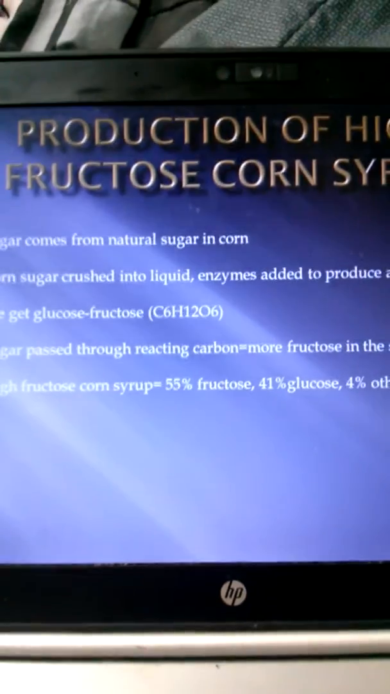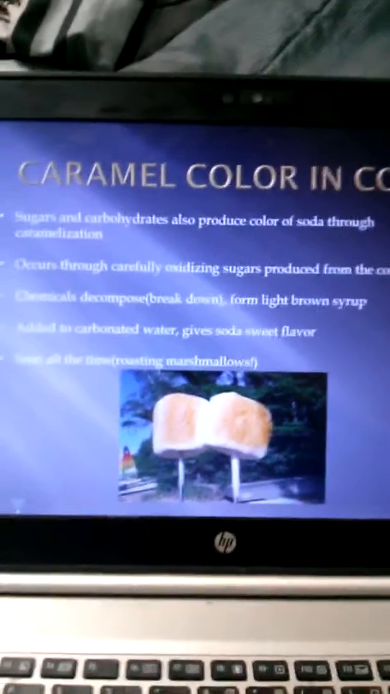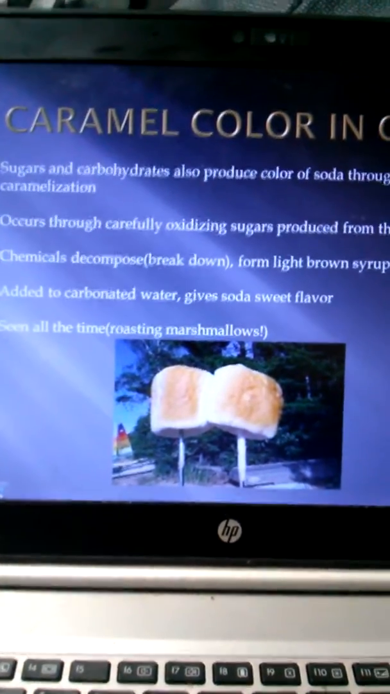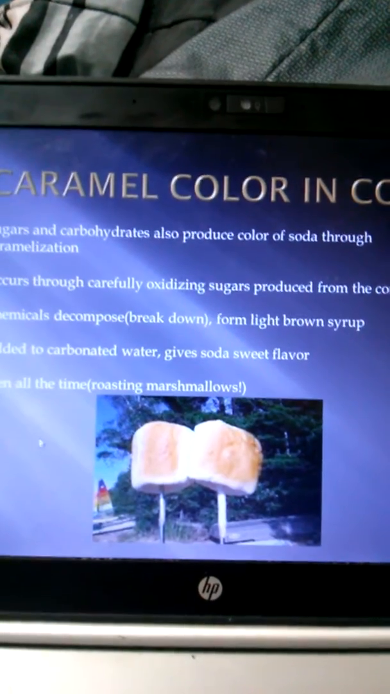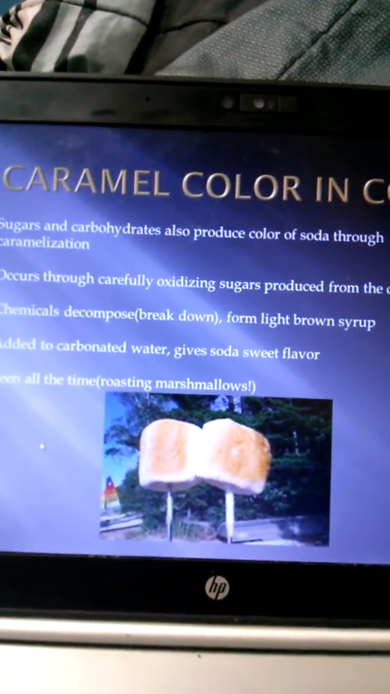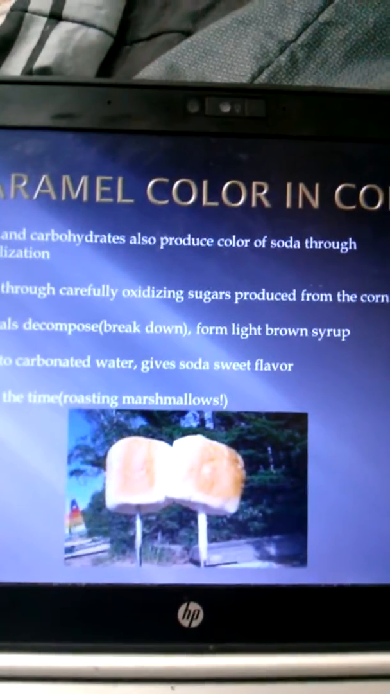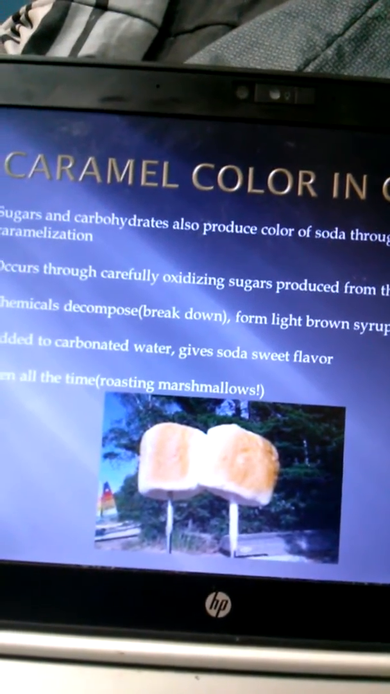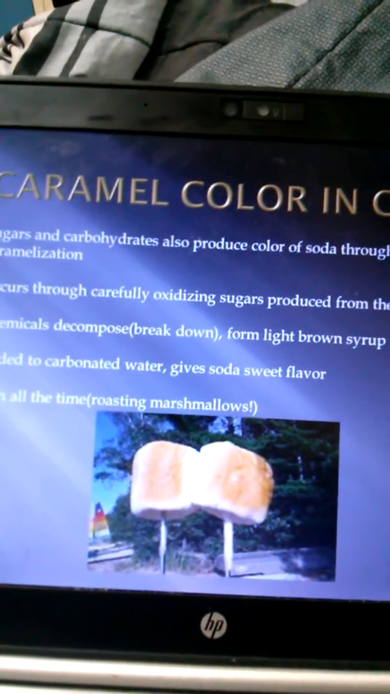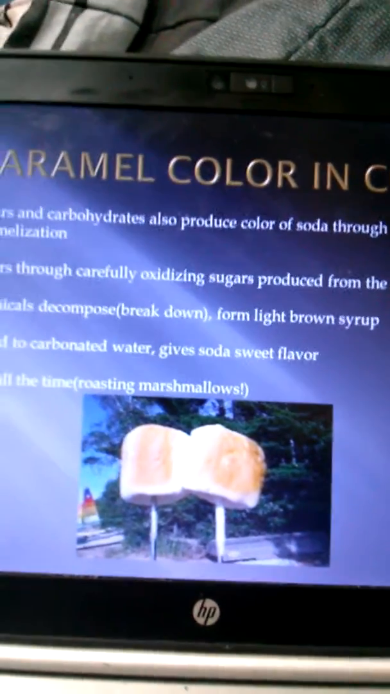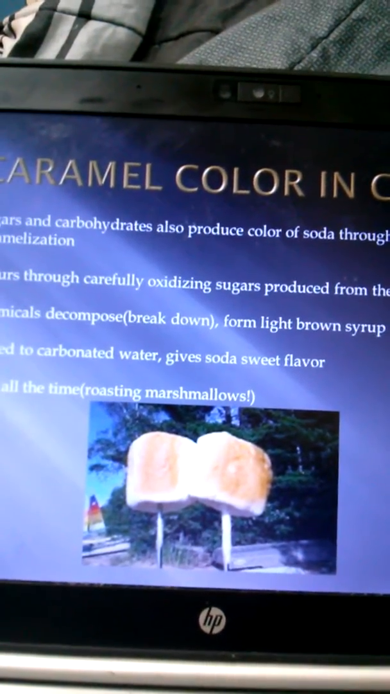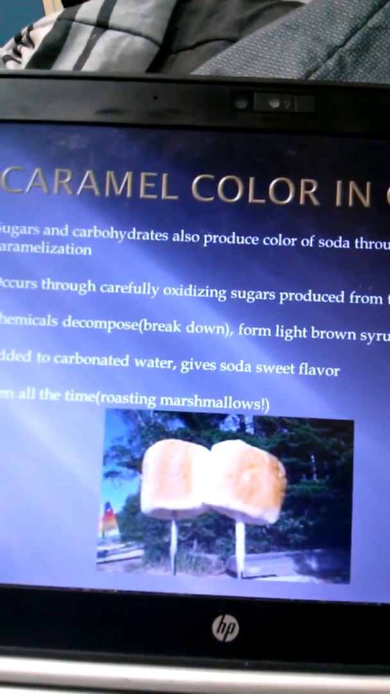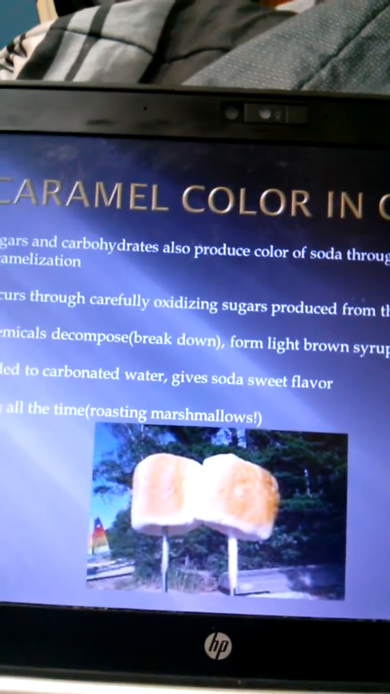So the next thing we have is the caramel color in cola. This is produced by oxidizing the same sugars that we get from this corn plant into a brown liquid. What happens is that we take a natural sugar and oxidize it using fire or anything like that, and the chemicals from the sugar break down and form a light brown syrup. You guys have probably seen a soda fountain before, but that's basically what it is. That syrup is the caramel color, along with the high fructose corn syrup and any other chemicals added, and it mixes with the carbonated water.